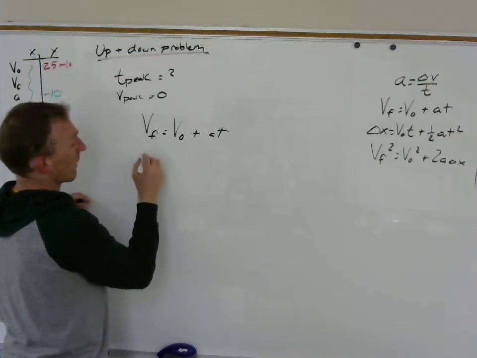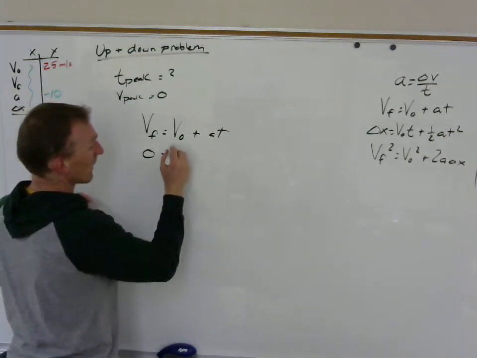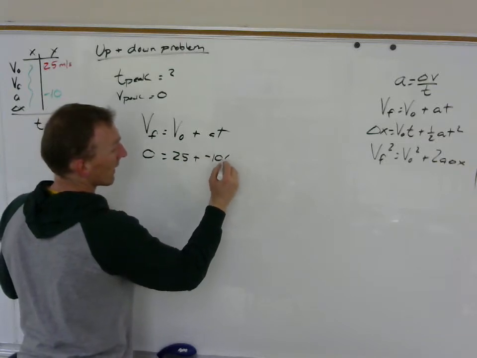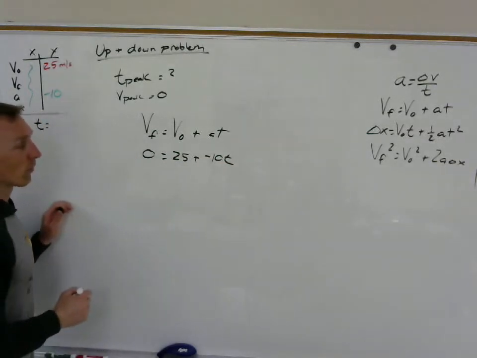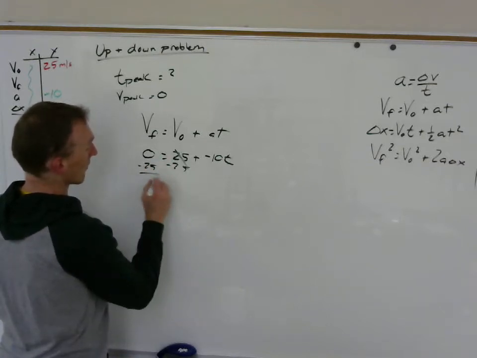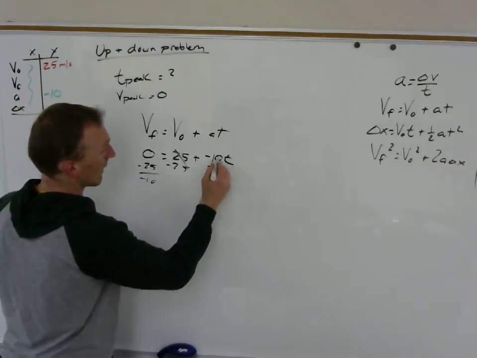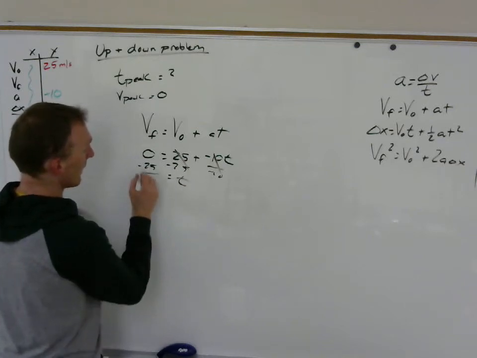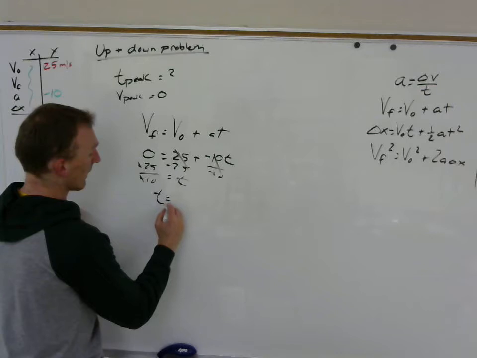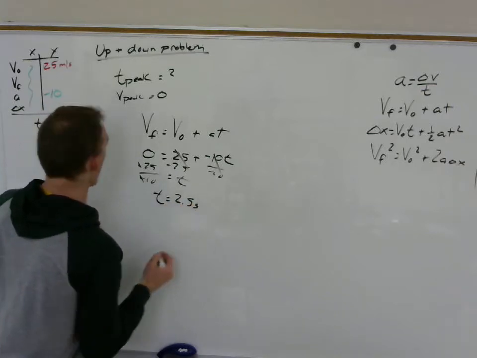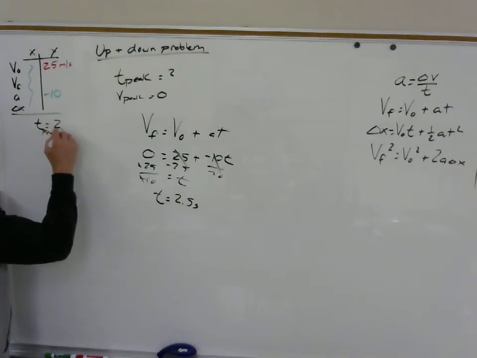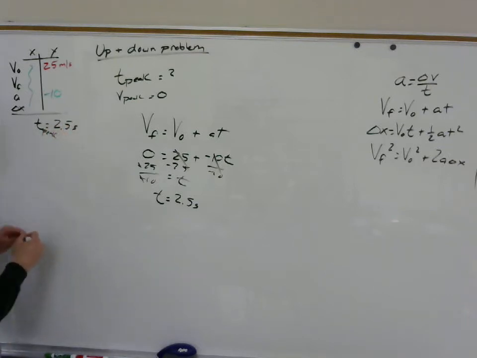So my final velocity at the peak is going to be 0. My initial velocity is 25. My acceleration is -10. And t is what we're solving for. All right, do a little algebra. That cancels. I'm going to divide by -10 on each side to equal t. These negatives will cancel themselves out. 25 divided by 10, t equals 2.5 seconds. So t to the peak is 2.5 seconds.